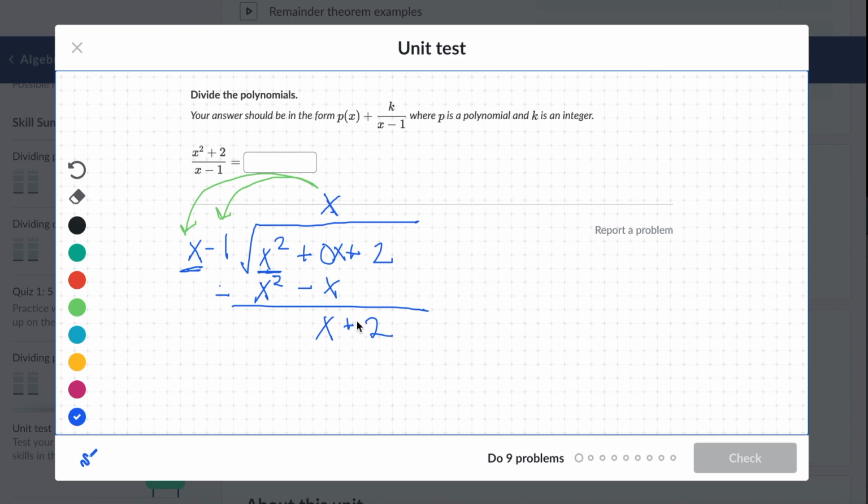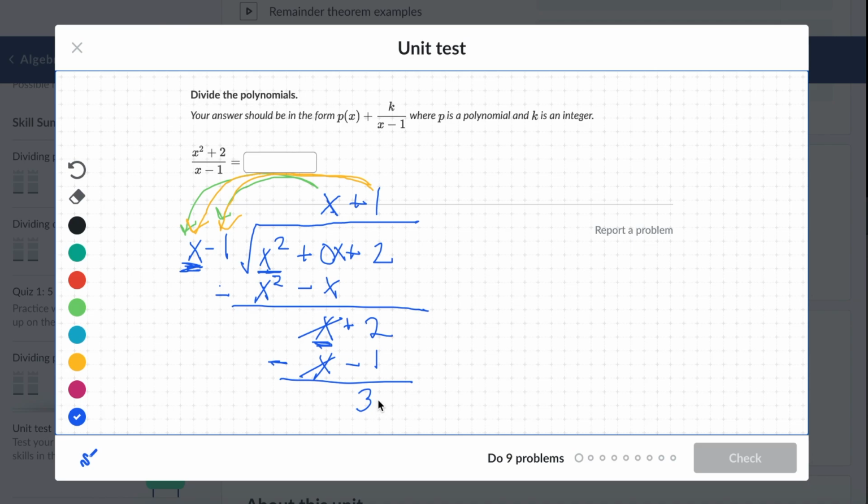And we're just going to do the same thing over again. We're going to look at the first two terms and divide. x divided by x equals 1. I'm going to put that here. And let's distribute this 1. So 1 times x equals x, and 1 times -1 equals -1. And then now let's subtract. x minus x equals 0, so it cancels out, which is exactly what we wanted. And then 2 minus -1 is going to be 3.